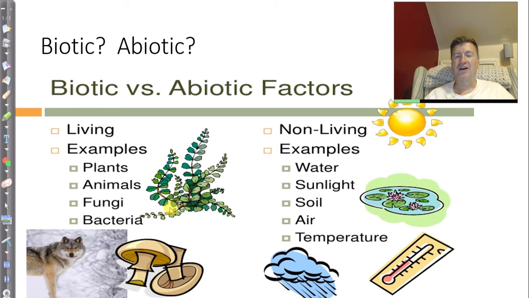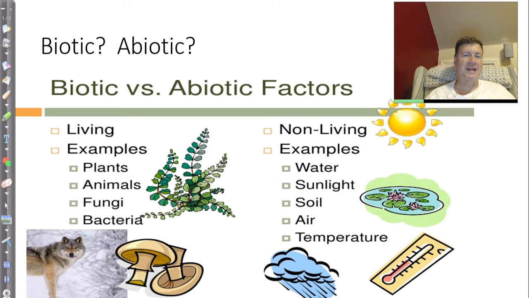Non-living factors are abiotic. And think here again about stuff we've already discussed. Nitrogen, phosphorus, calcium, salts. Any of the chemicals are going to be considered non-living. Gases are non-living. The soil, air, temperature, humidity, any of those environmental factors that are not alive are considered abiotic.